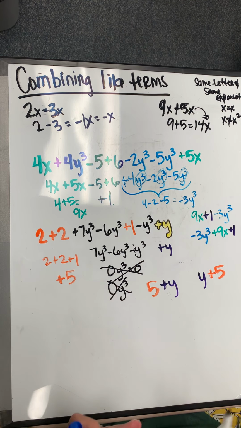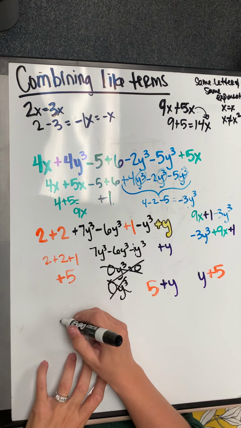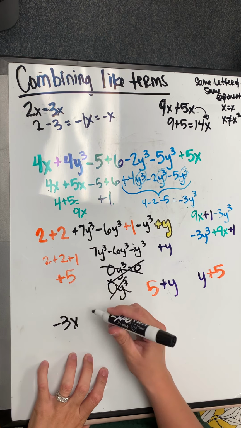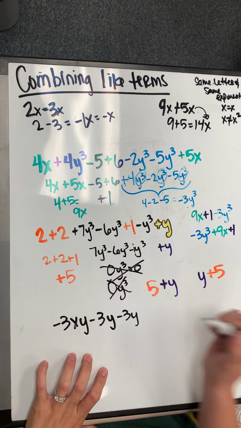I have a couple more that I want to show you. I'm not going to color code them because you guys won't have a bunch of colors. So let's do negative 3xy minus 3y minus 3y.